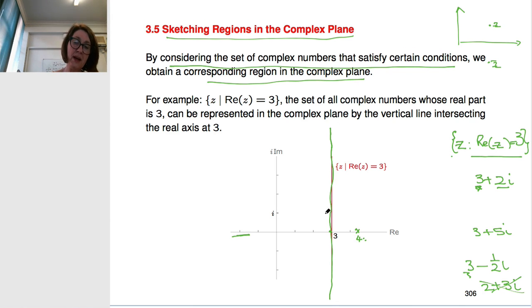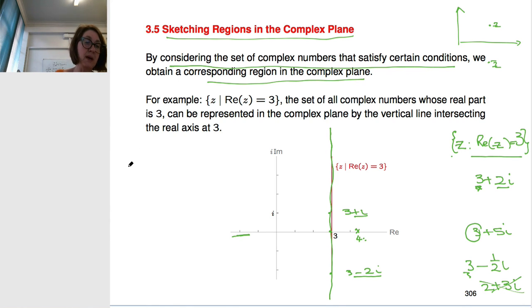So everything along that line, and only along that line, will be the complex numbers that have real part equal to 3. Their imaginary part can be anything you like. For example, this point here looks like it's 3 plus i, and this point down here is 3 minus 2i. I don't care what the imaginary part is. All I'm worried about for this example is the real part being equal to 3. So if I were to sketch that region in the complex plane, it would just look like that vertical line.